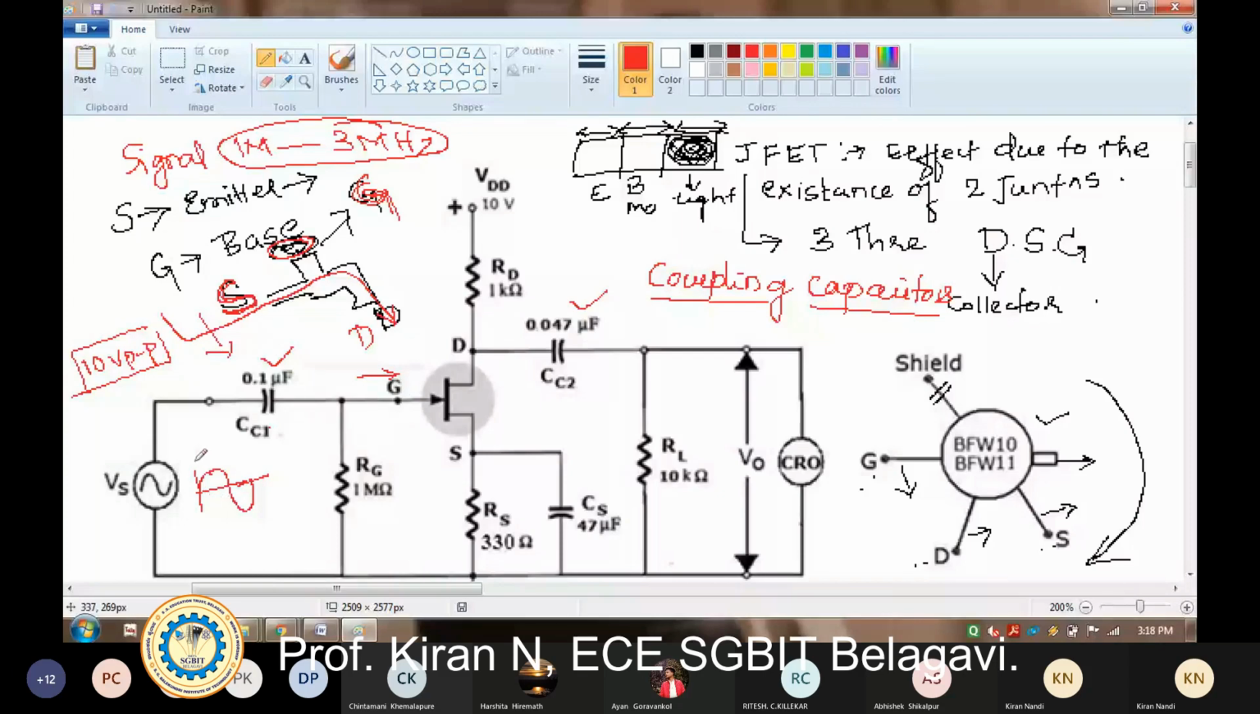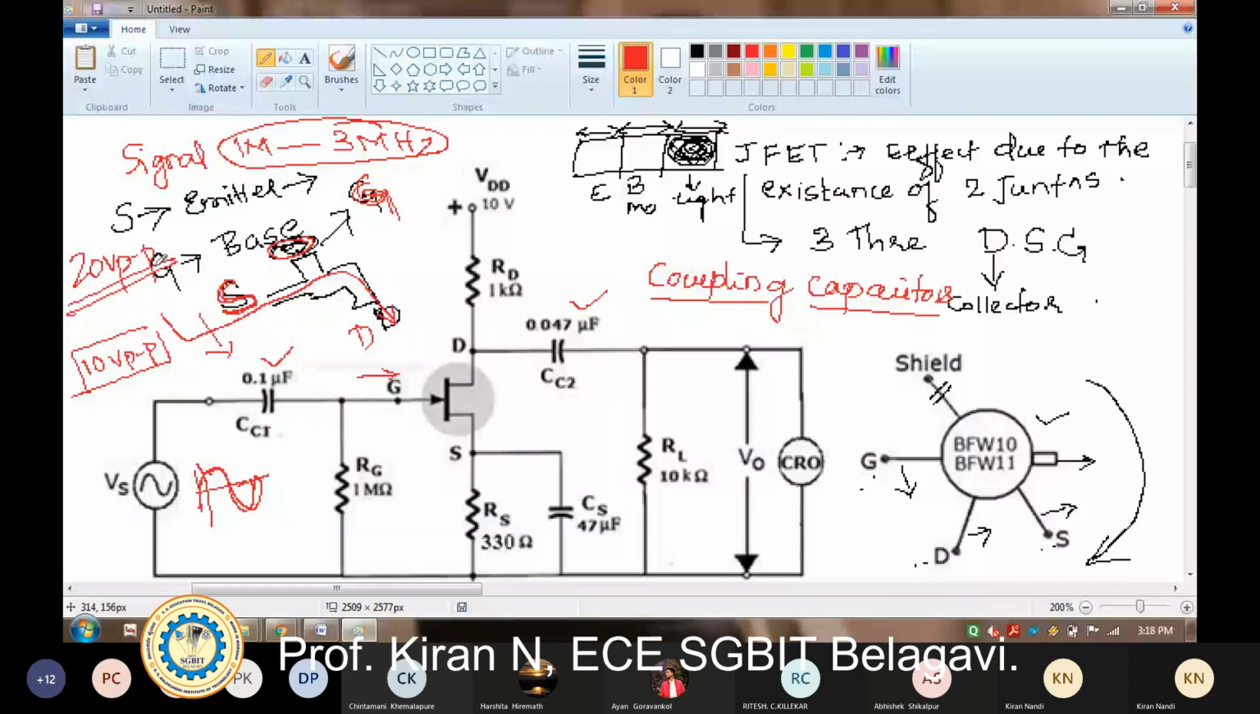Okay, so now I need to amplify this input signal. That is, if it is 10 volts, then I have to amplify it and get something like 20 volts. You assume like that. So this is what I want to amplify.